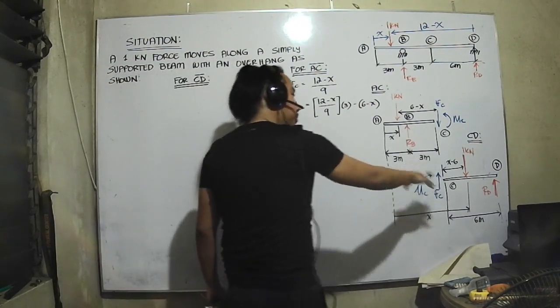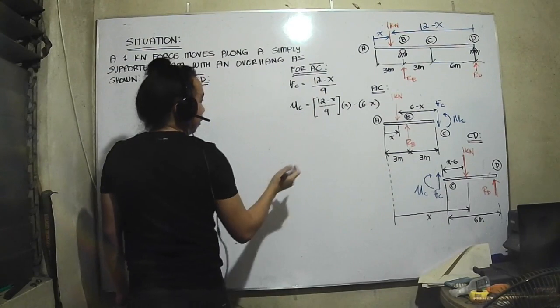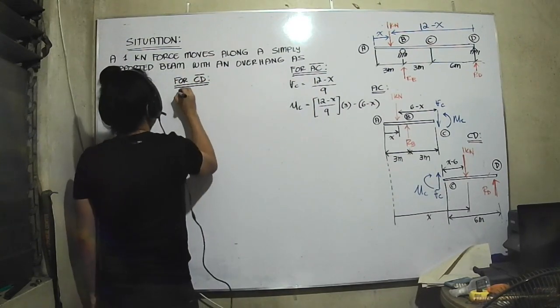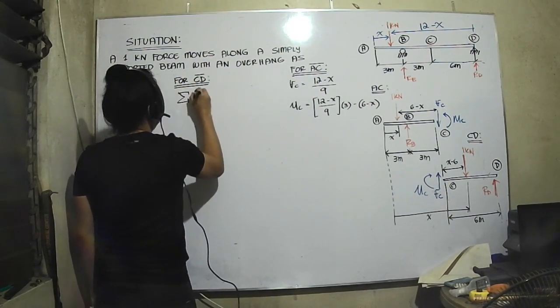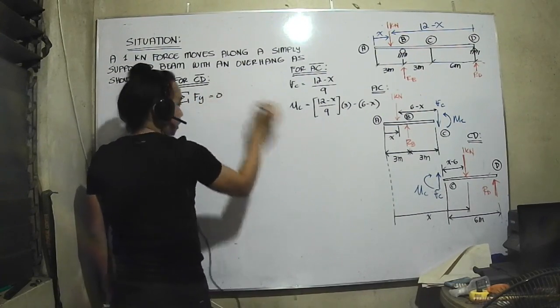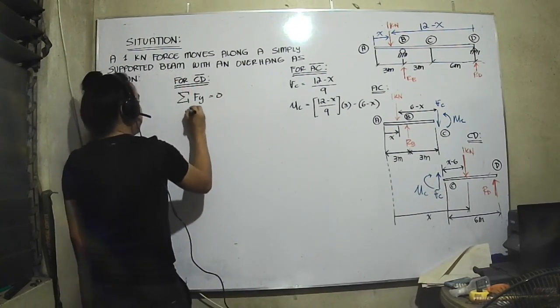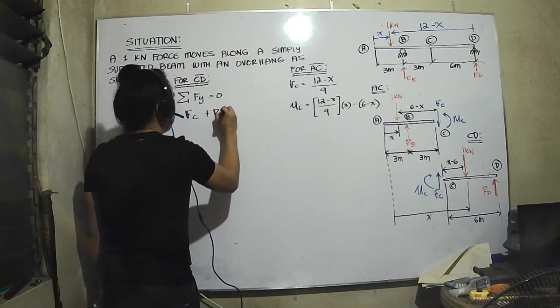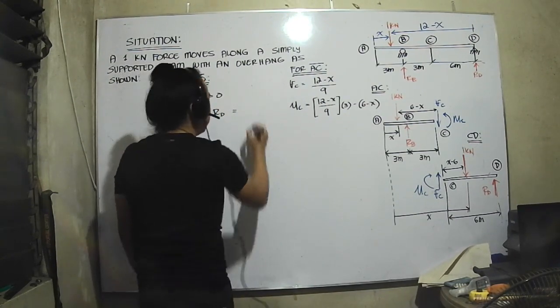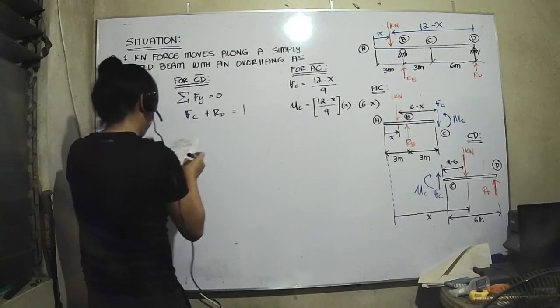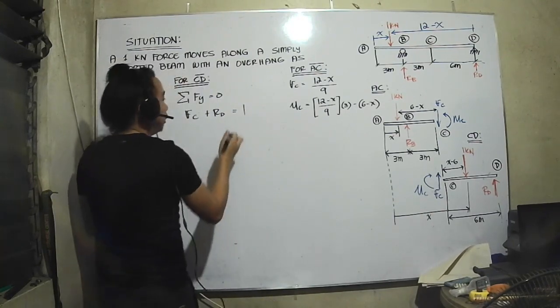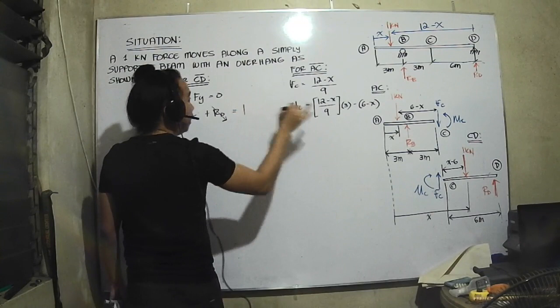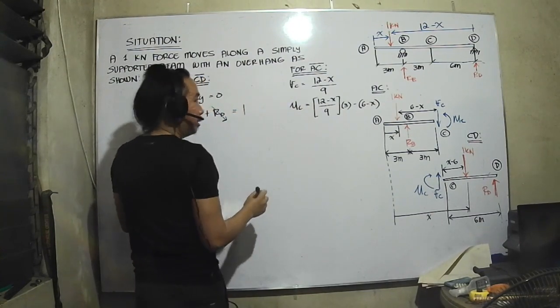Now, if we imagine the free body diagram of CD, summing up forces in the y direction is equal to 0. So VC is going up as well as RD, right? But we already know what RD is.